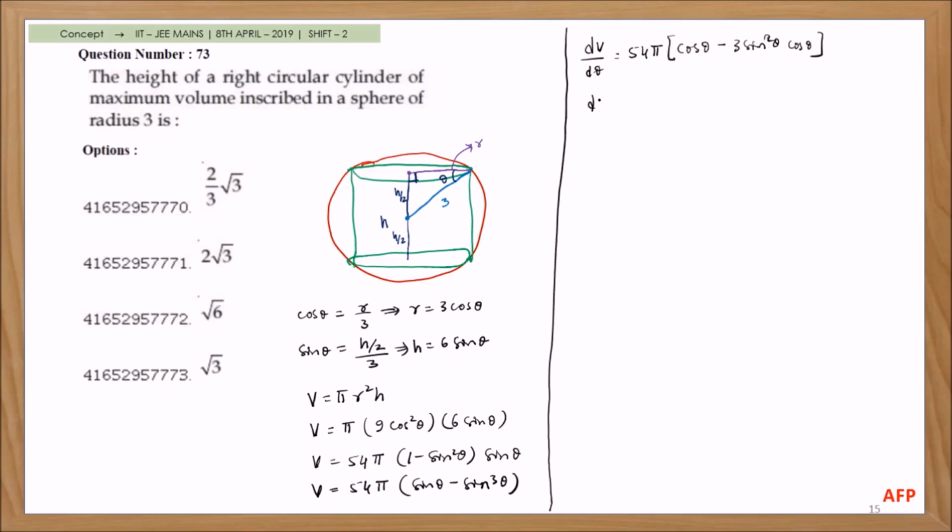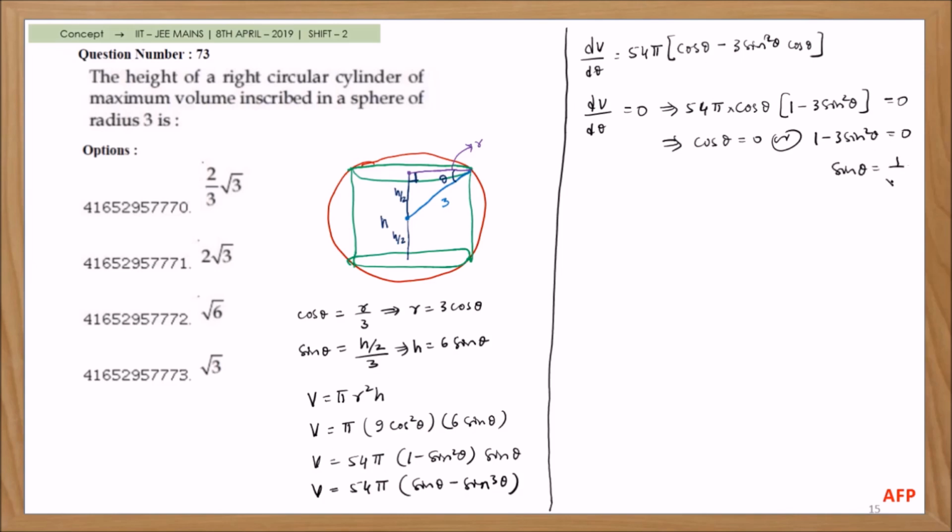Now dV by d theta is equal to 0. This implies 54 pi, taking cos theta common outside, cos theta into 1 minus 3 times sin square theta is equal to 0. So either cos theta is equal to 0 or 1 minus 3 times sin square theta is equal to 0, so sin theta is equal to 1 divided by root 3. And cos theta equal to 0 gives theta equal to 90, which is not possible here.